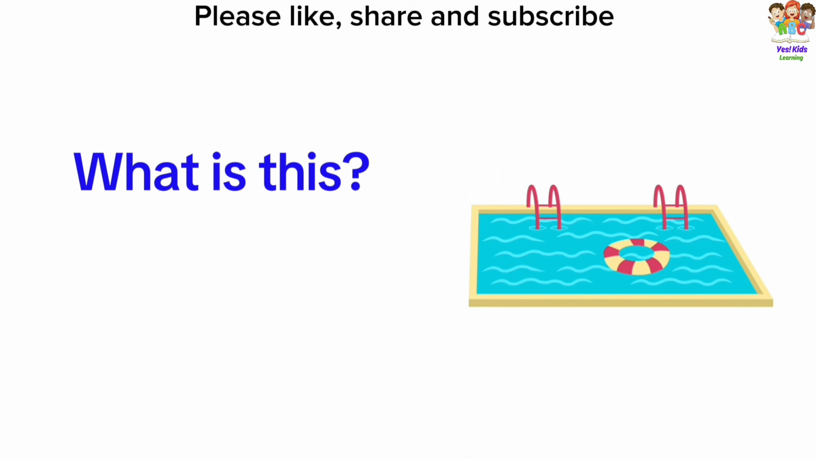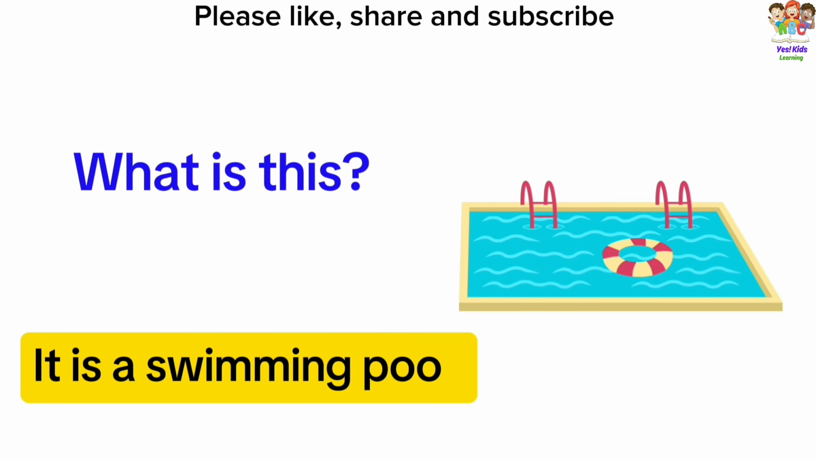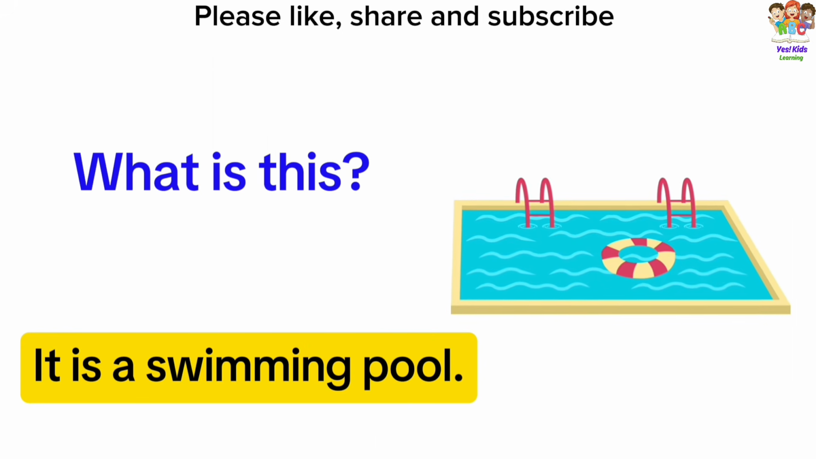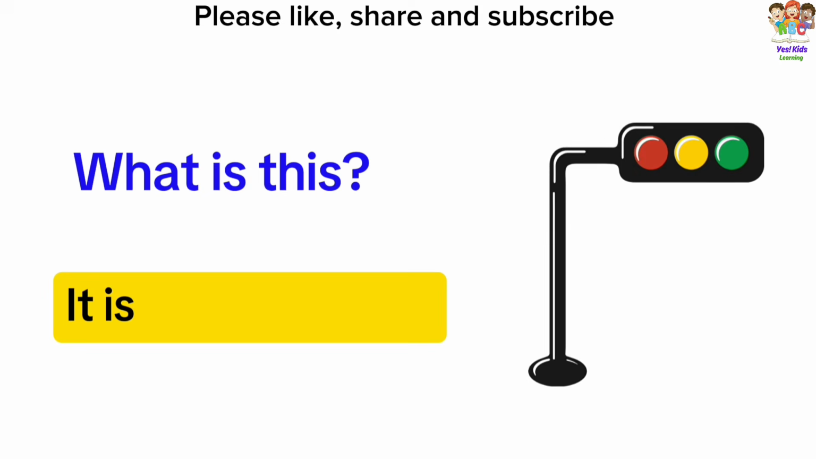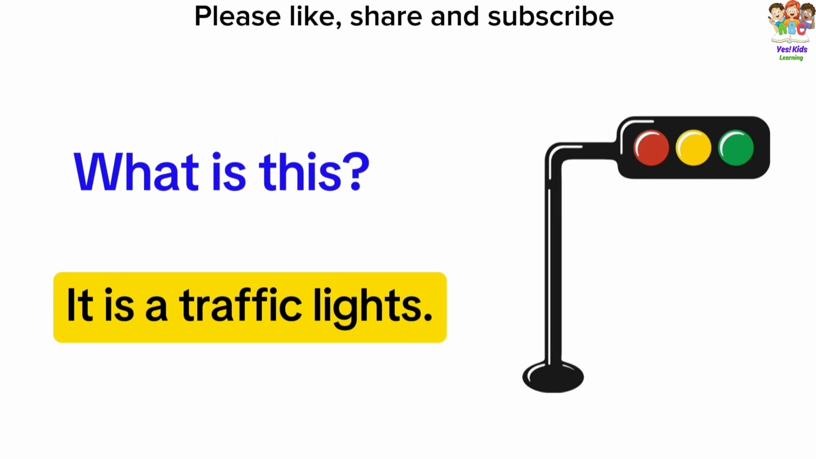What is this? It is a swimming pool. What is this? It is a traffic lights.